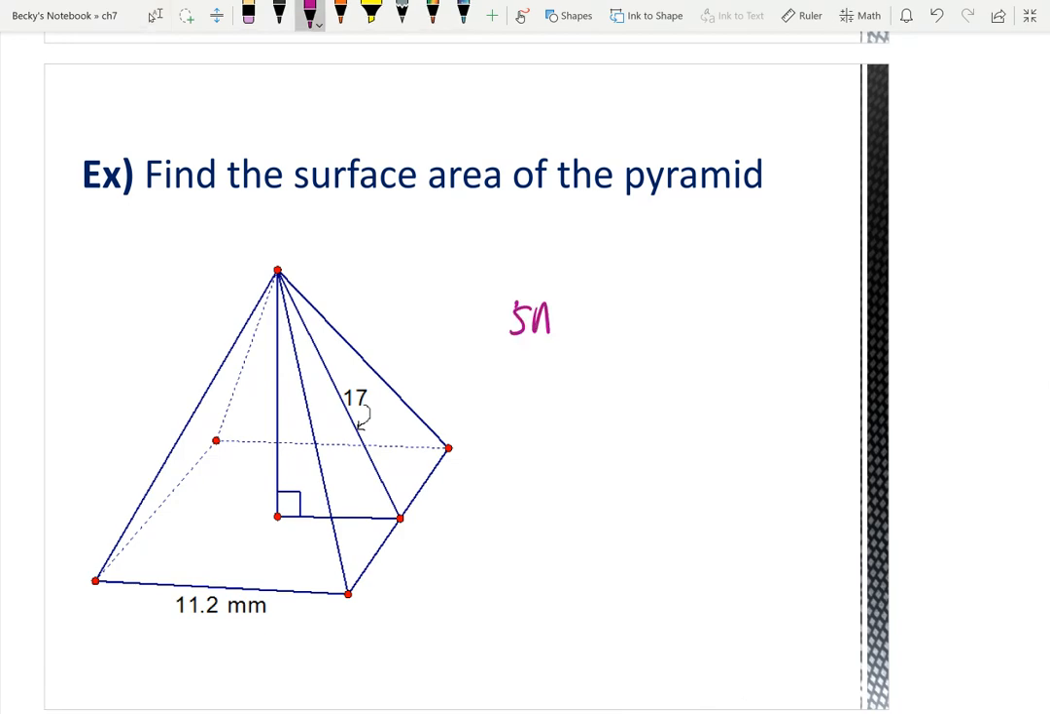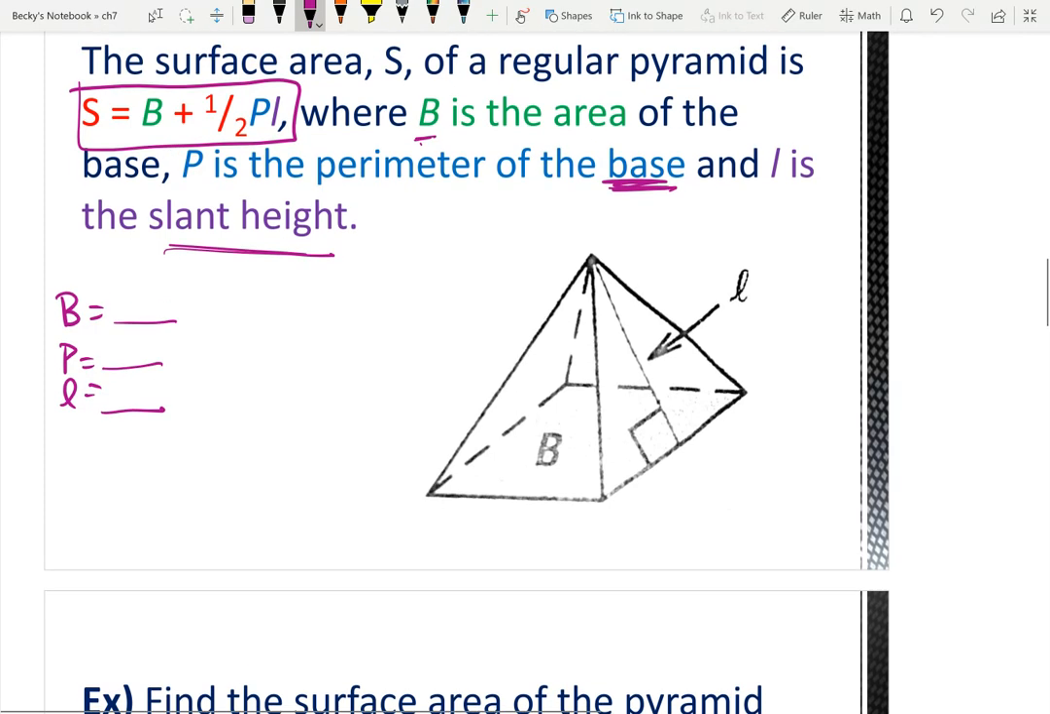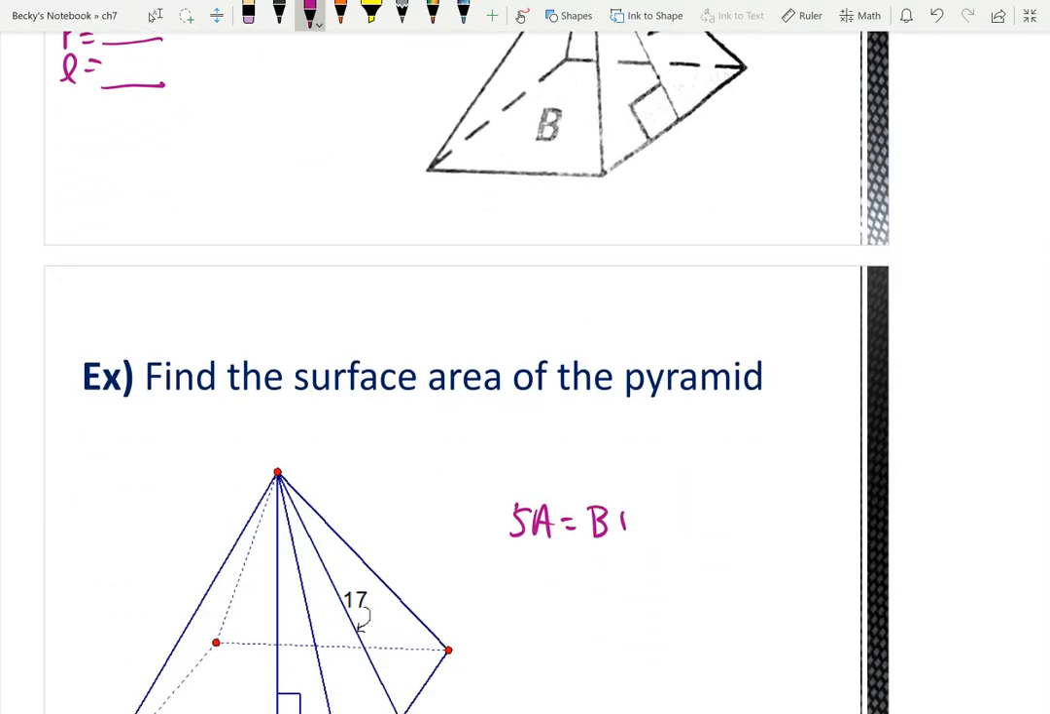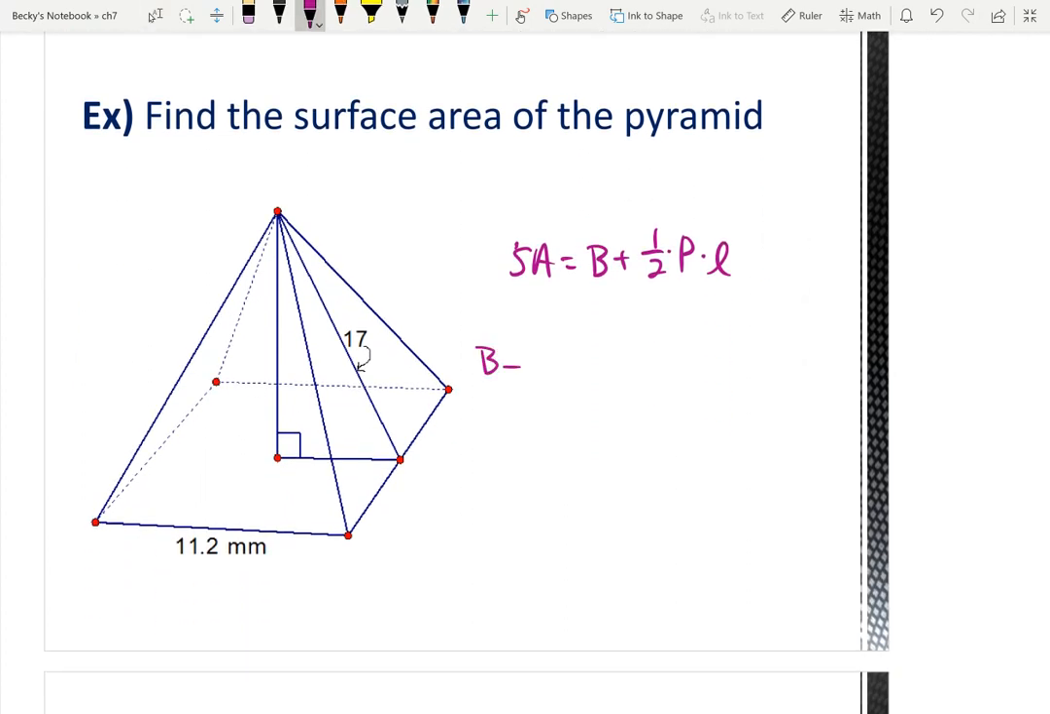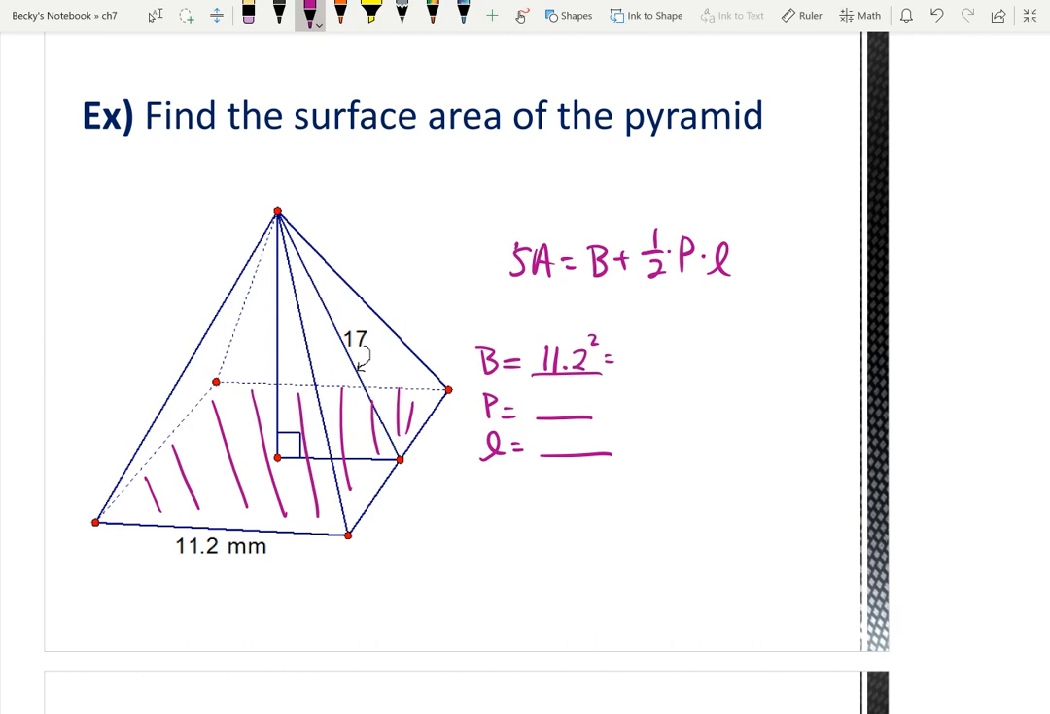So surface area, and let's look at the formula again. Base plus 1/2 perimeter times slant height. Okay, so as I said, let's find the area of the base, let's find the perimeter of the base, and let's find the slant height before we do anything else. So we know that this base at the bottom is a square because it's regular. So for the area of the base, we know from our last lesson, a square has a side and then you just square it. So 11.2 squared is 125.44.